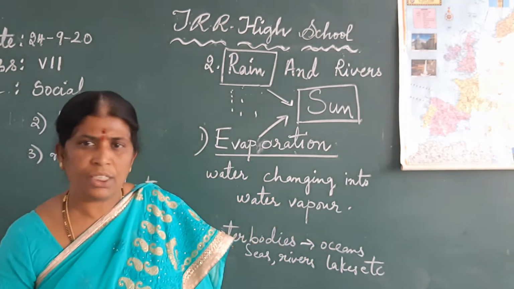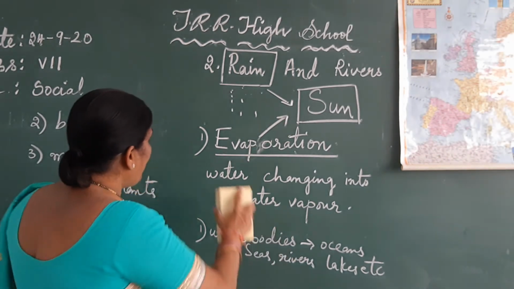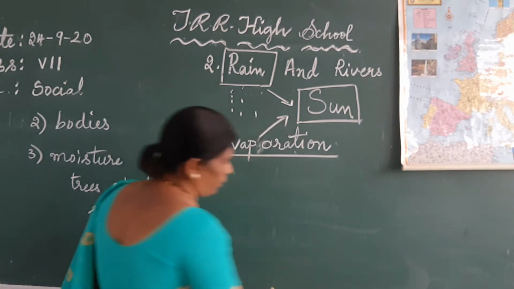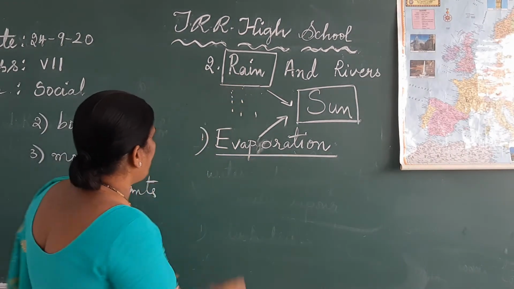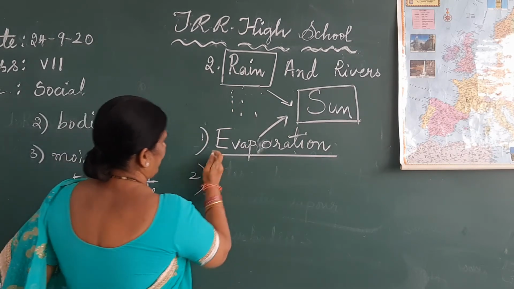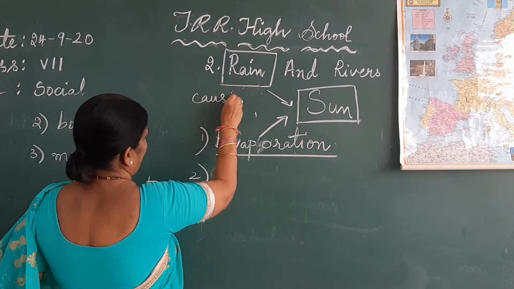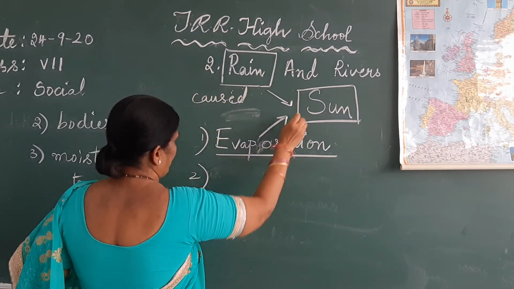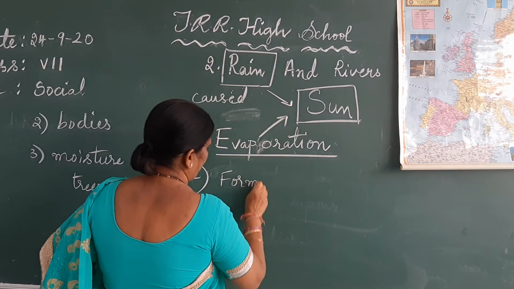Yes, children, this is what we learned about evaporation. Now next we are going to learn the formation of the cloud. Why all this? For the rain. How is rain caused? All these things we need: the sun, evaporation, then formation of cloud.